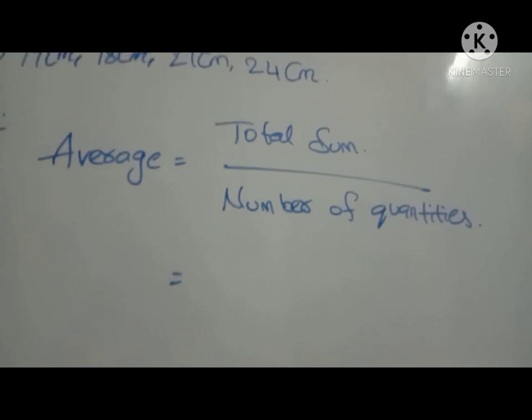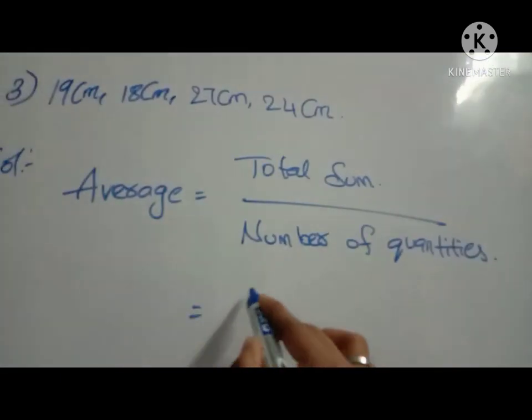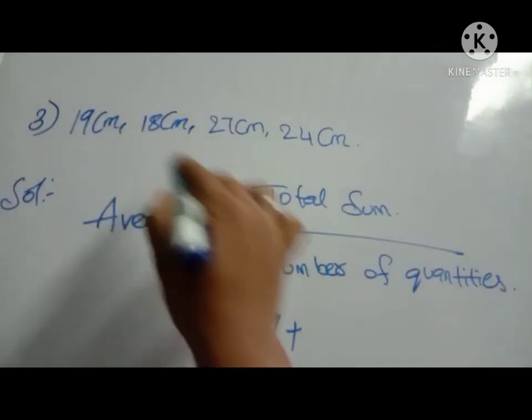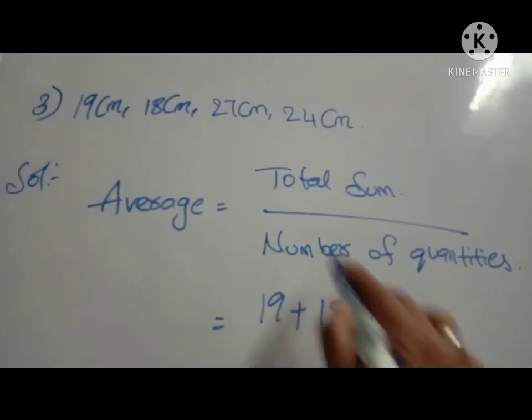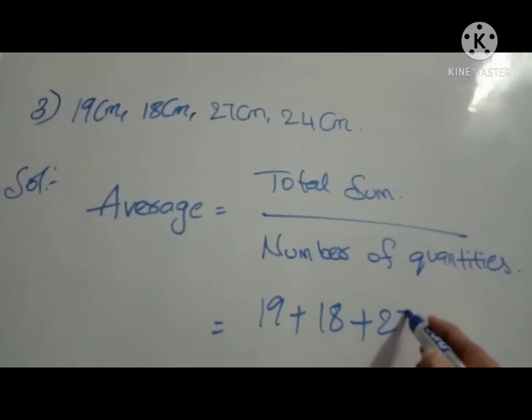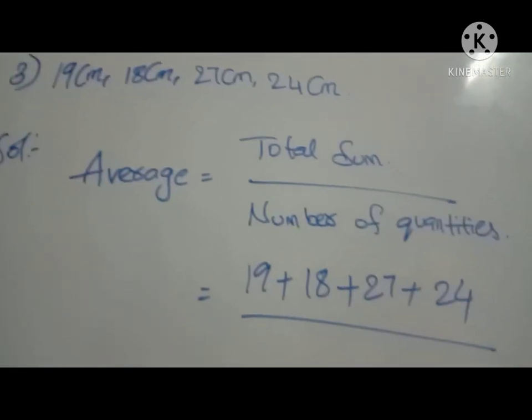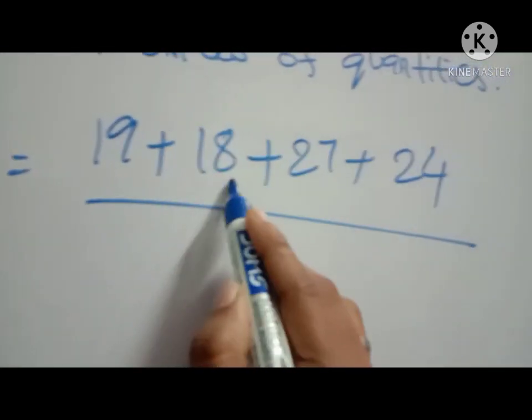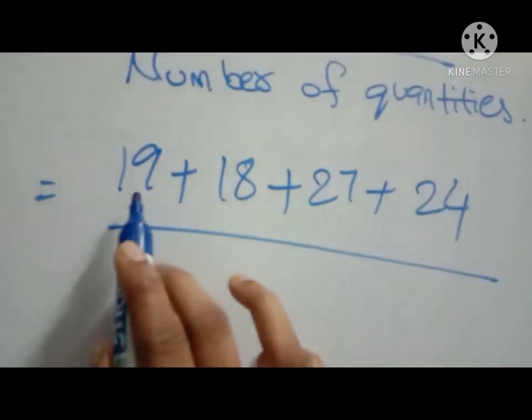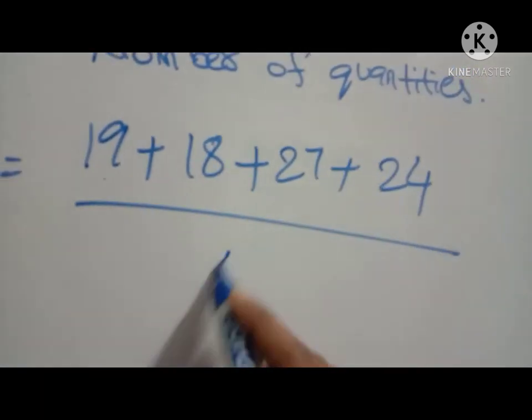Total sum means how many are there here? See, 19 plus, next 18 plus, next 27 plus, next 24, by which number here we have to write? Just count how many are there. Write that number. 1, 2, 3, 4.